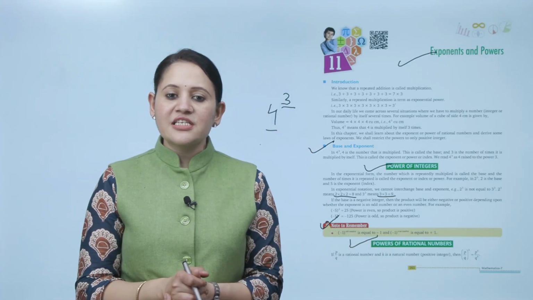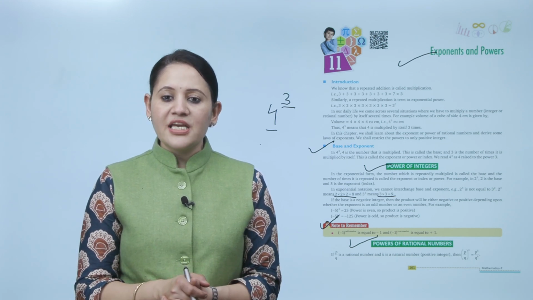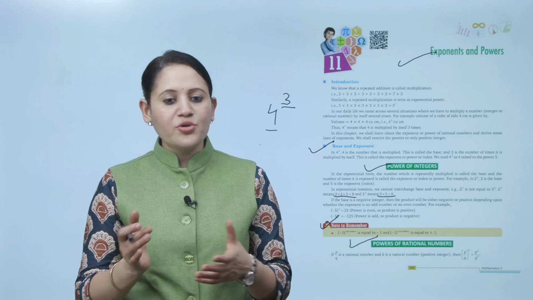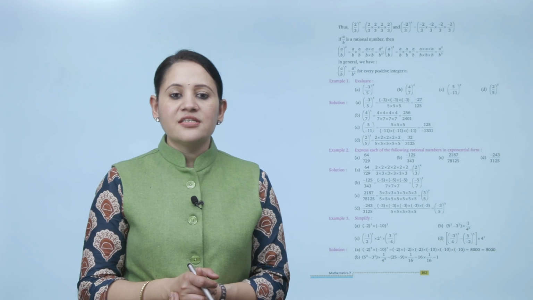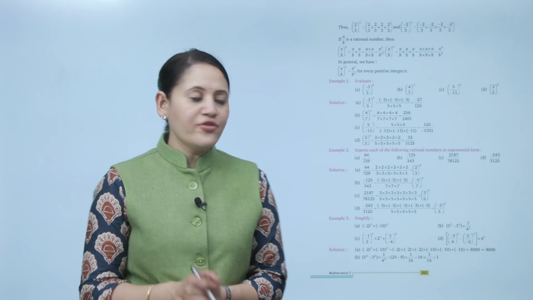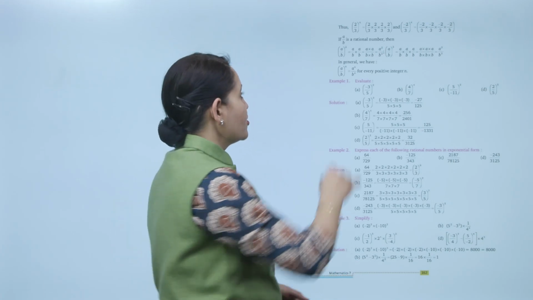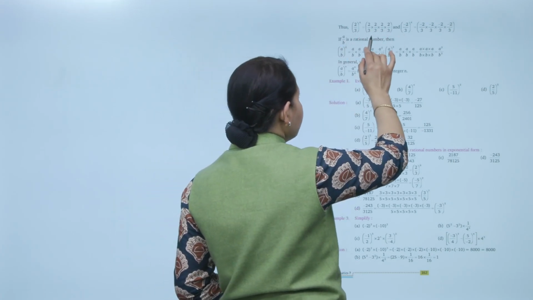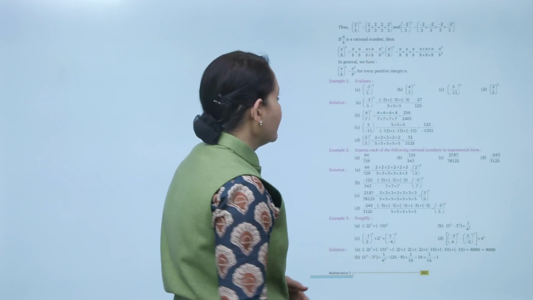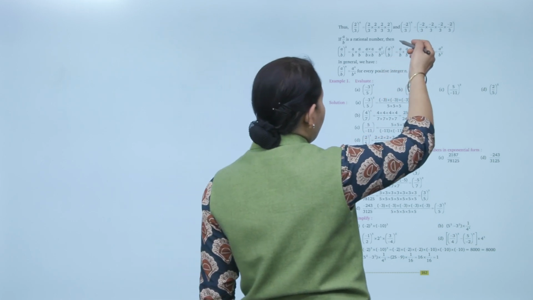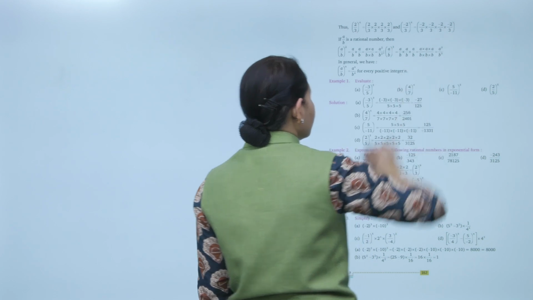Next is powers of rational numbers. If P upon Q is a rational number and K is a natural number, a positive integer, then P upon Q to the power K equals P to the power K upon Q to the power K. Thus, 2 upon 3 to the power 4 means 2 to the power 4 upon 3 to the power 4. So 2 into 2 into 2 into 2 upon 3 into 3 into 3 into 3. Or we can write 2 by 3 multiplied 4 times. Clear? And minus 2 upon 3 to the power 4 is minus 2 upon 3 multiplied 4 times.